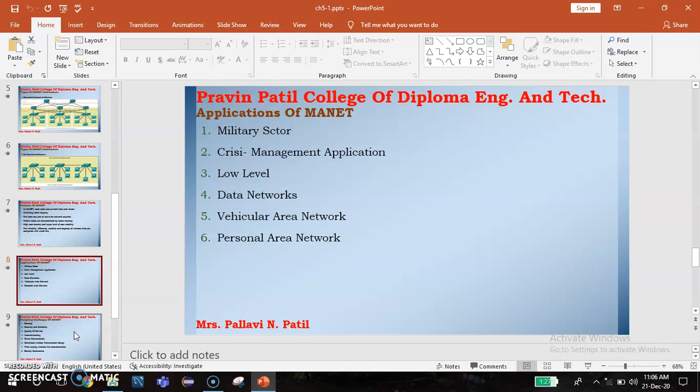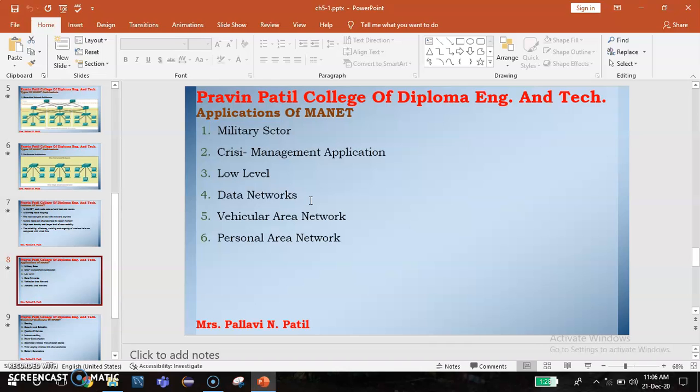The next, the application of the MANET. Different applications of the MANET. With the increase in portable devices as well as progress in wireless communication, ad hoc networks are gaining importance with the increasing number of broadband applications. The first application is the military sector.